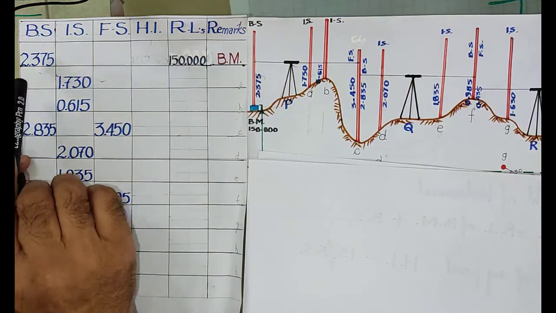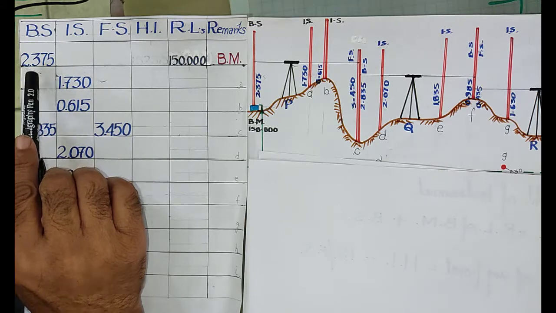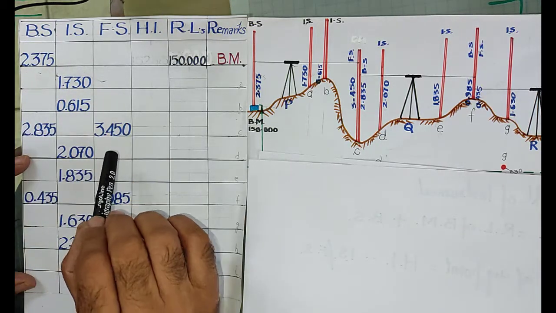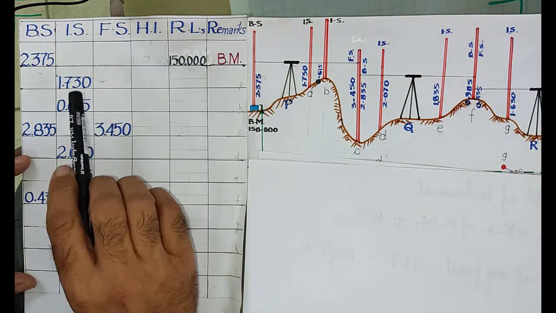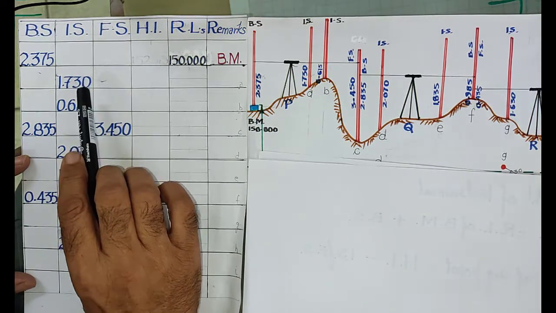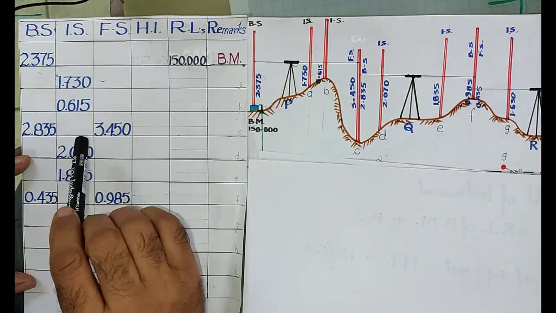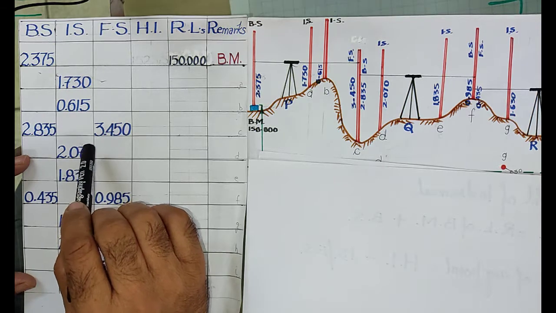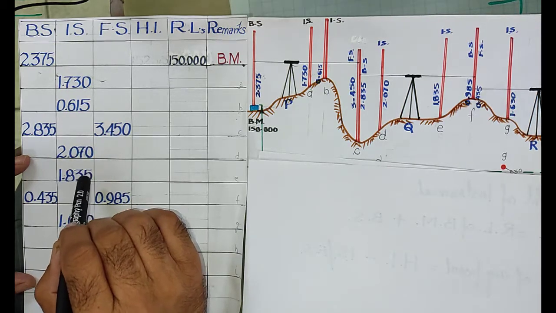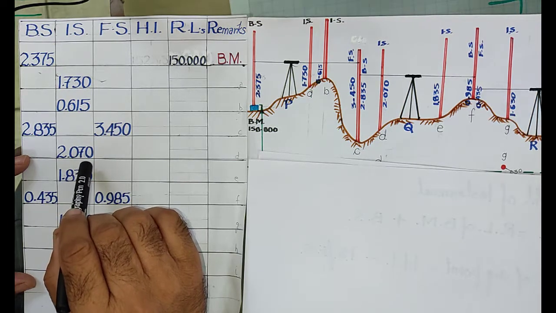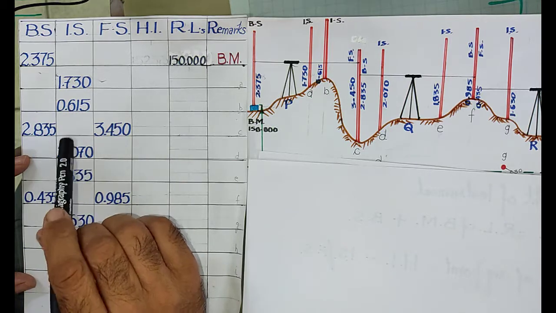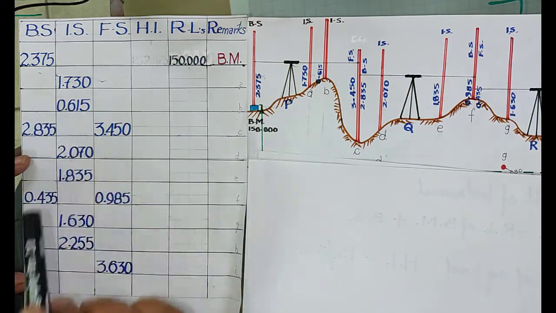The first reading on the benchmark is recorded in the backside, the last reading of the setting is recorded in the foresight, and the remaining readings are recorded in the intermediate side. So like this, the data we collected in the field, I have now put on the page of a level book. So this is the data which we have recorded from the field.